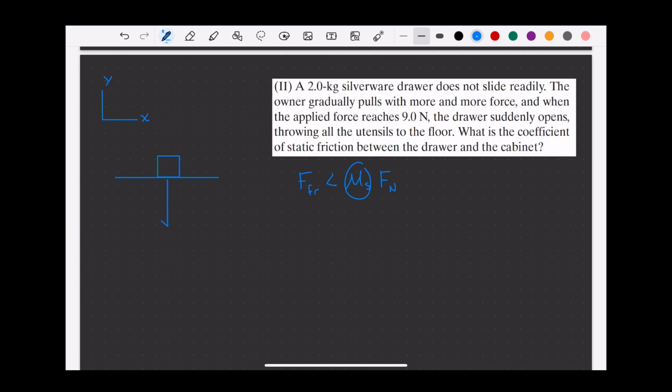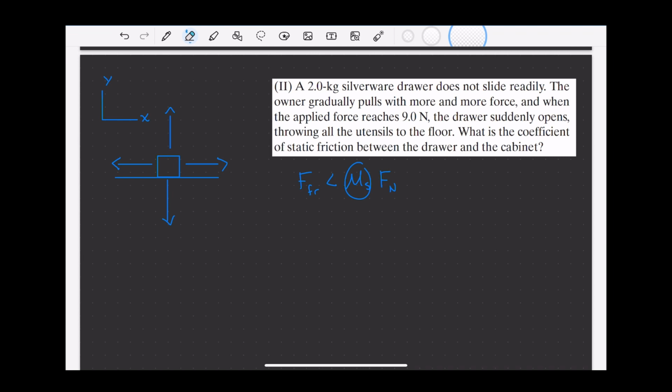All right. So of course I have an arrow downward that represents the force due to gravity. I'm going to have an arrow upward that's going to represent the normal force. I'm going to have an arrow to the right, which is going to represent the applied force that the person was applying when they were pulling on the drawer. And then I'm going to have an arrow to the left, which is going to represent the force of static friction. All right. Now, just before we hit 9, these forces were all balanced, okay? So that means that the threshold of our static friction force must have been 9 newtons.